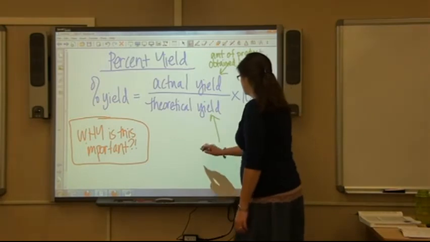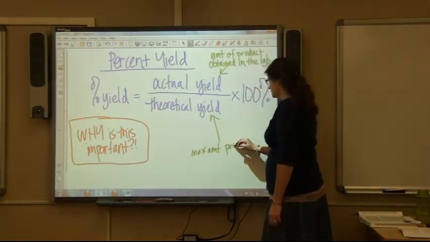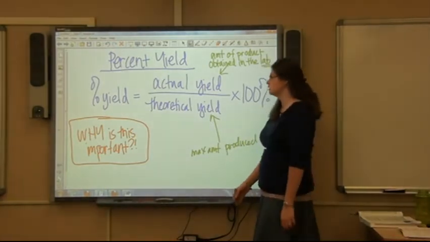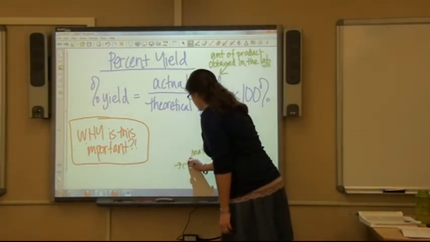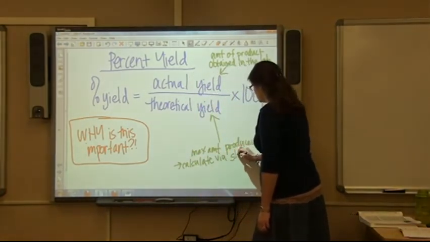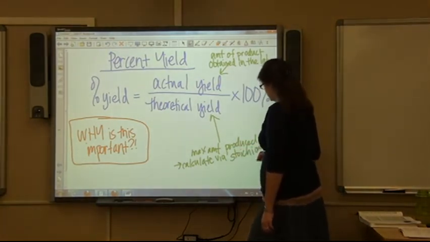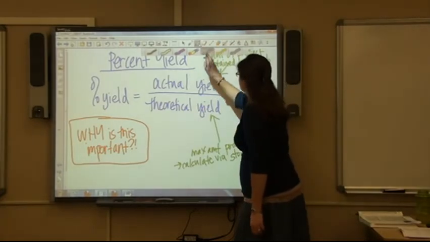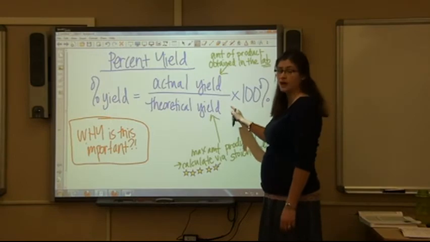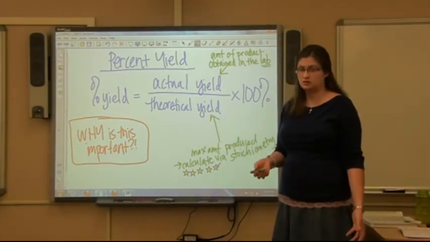Theoretical yield then is the maximum amount produced in theory, and you calculate this via your stoichiometry problem. Star there for that. This is the one that you calculate. Actual yield is the one that you get from experimentation.